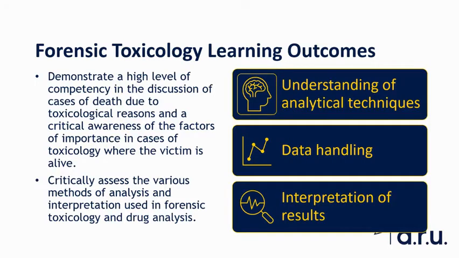So basically what we're asking them to do in this module is to have an understanding of the actual analytical techniques that we use. We're asking them to know what techniques to use when and on what samples. They also have to show that they can actually handle some of the data. So what does all this different chromatographic data actually mean in mass spec? And then there's also the actual interpretation of those results. So in the context of the case, what do these concentrations that they have found actually mean?